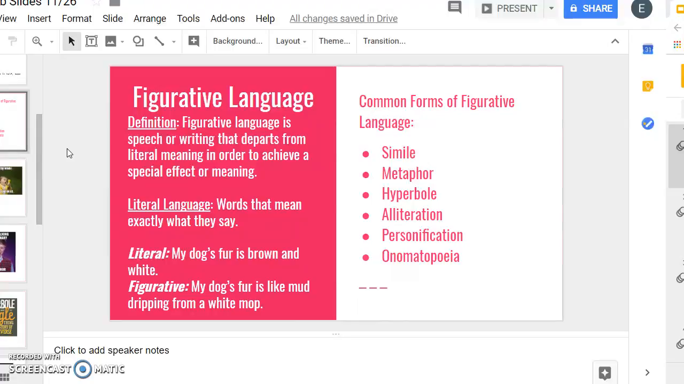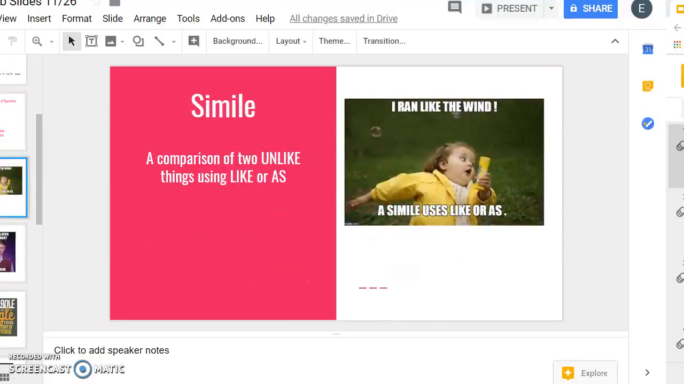Some common forms of figurative language are similes, metaphors, hyperboles, alliteration, personification, and onomatopoeia. So you tried to see if you could use these in your warm-up this morning and identify them. And if you did, that's awesome. We're going to go over the warm-up at the end of this lesson. So let's take a look at these in a little deeper meaning.